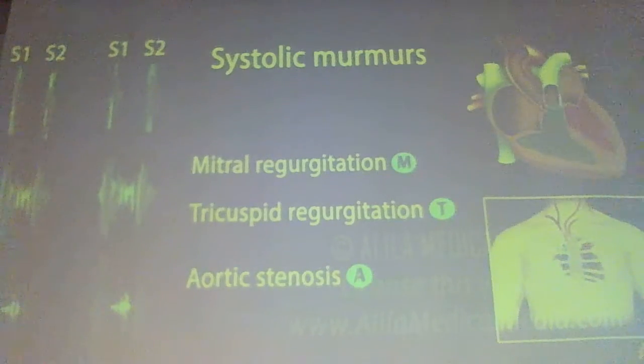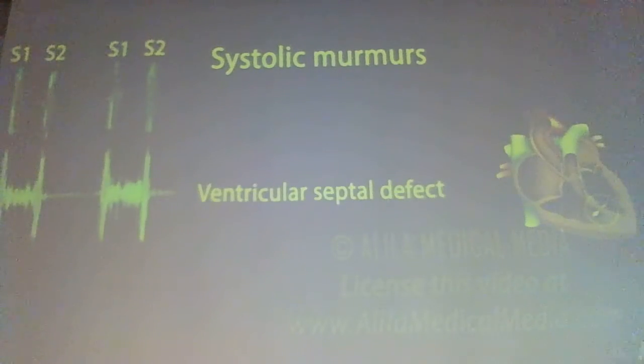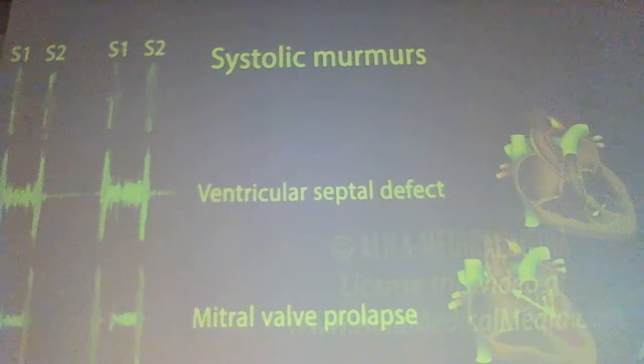Again, on the other side of the heart, a pulmonic stenosis has the same characteristics, but is best heard in the pulmonic area and does not radiate to the neck. Other conditions that cause audible systolic murmurs include ventricular septal defect and mitral valve prolapse.